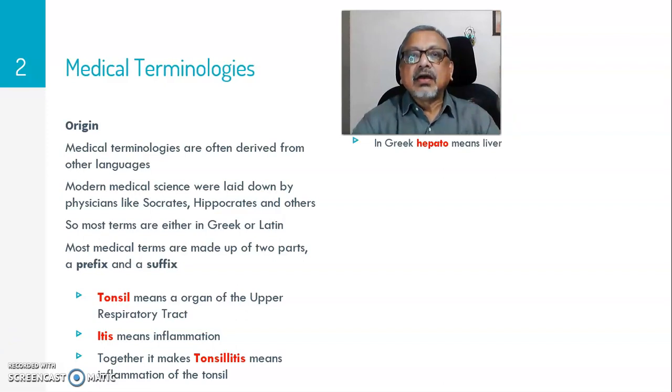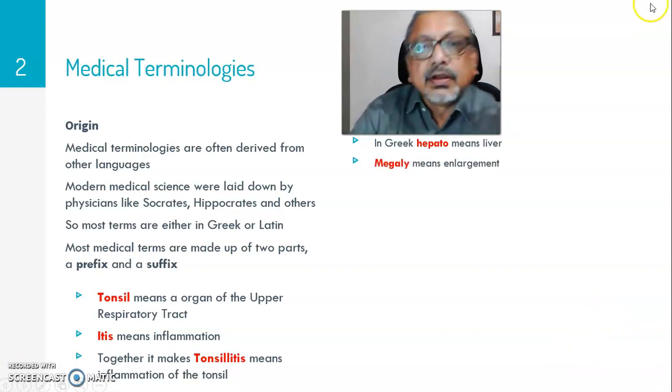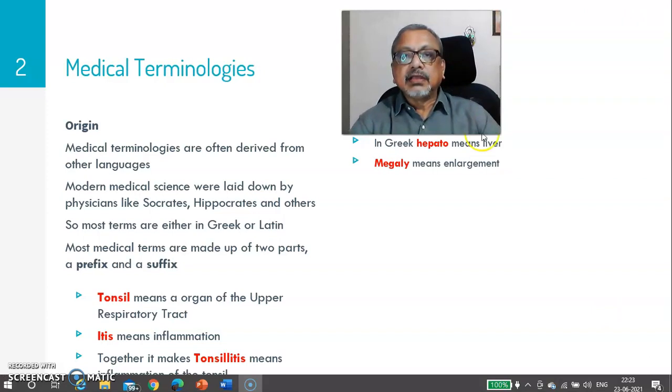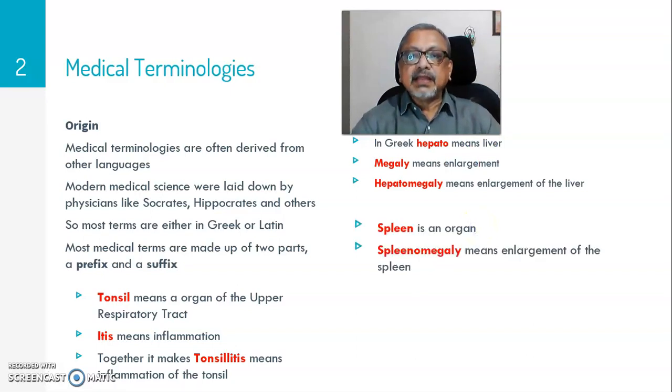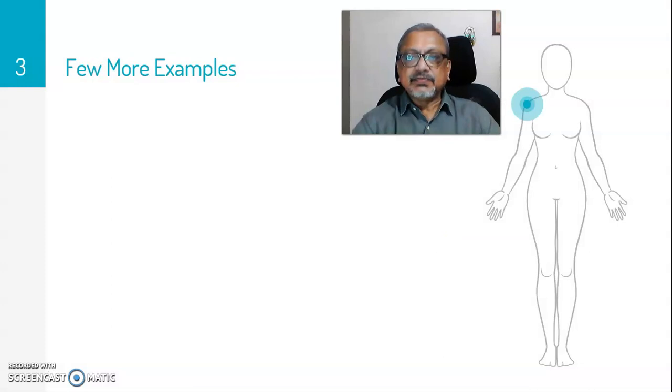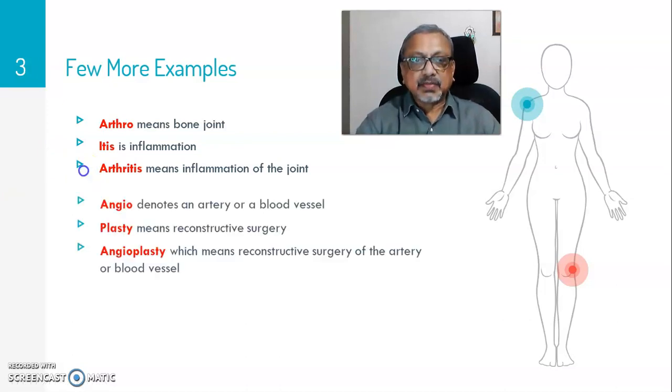In Greek, hepato means liver, and megaly means enlargement. Now hepatomegaly is the new word which is formed with the help of these two words, and that means the enlargement of the liver. Spleen is an organ, so splenomegaly means the enlargement of the spleen. Let us see a few more examples. Arthro means bone joint, itis means inflammation. So arthritis means the inflammation of the bone joint.